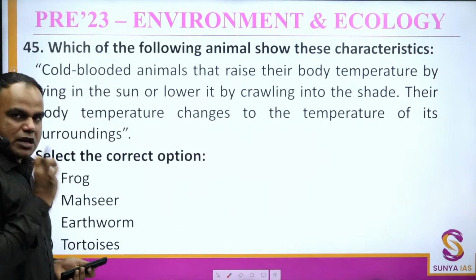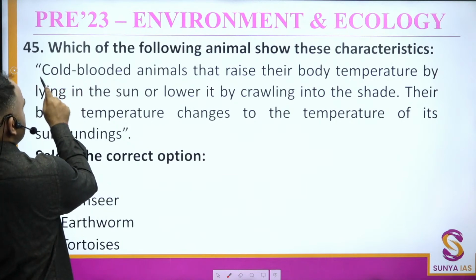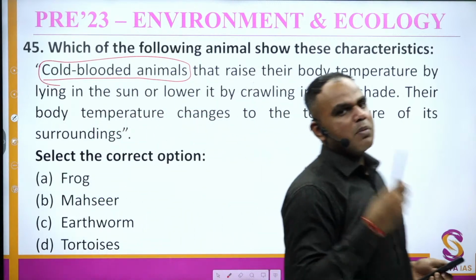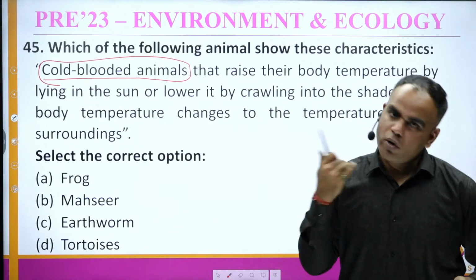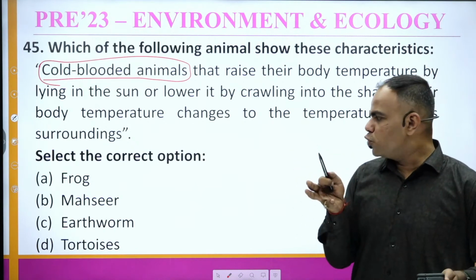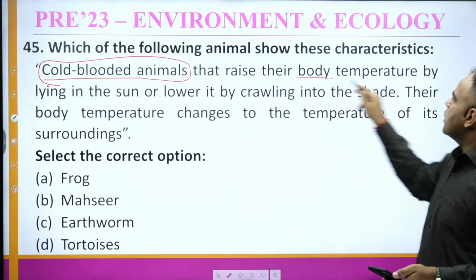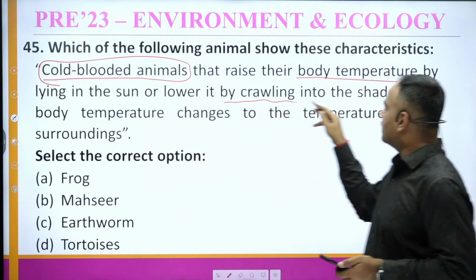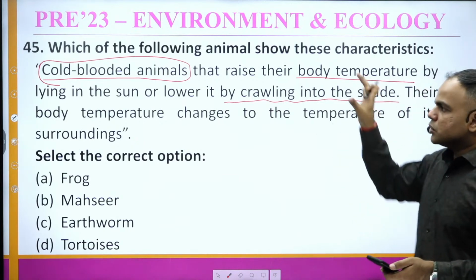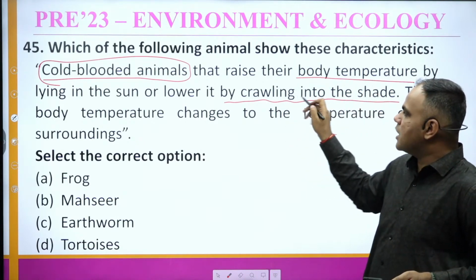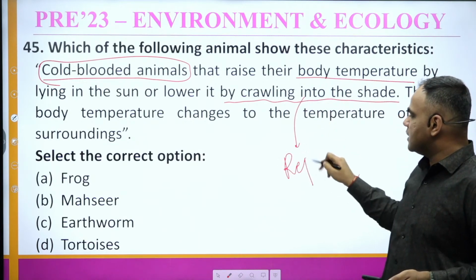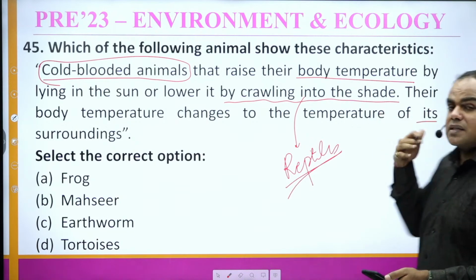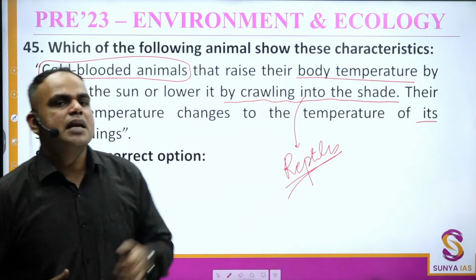So there are few things which are mentioned here. Number one, these are cold-blooded animals. Okay, so there are two types of animals, warm-blooded and cold-blooded. Warm-blooded animals are the ones which are able to regulate their body temperature. Cold-blooded animals are not able to do so. Number one. Okay, so they raise their body temperature by lying in the sun. So they go out in the sun, and they lower it by crawling in the shade. Okay, so even this first part, lying in the sun and crawling, you should think about reptiles. Their body temperature changes to the temperature of its surroundings. Yes, this is what is happening in the classic case of reptiles.